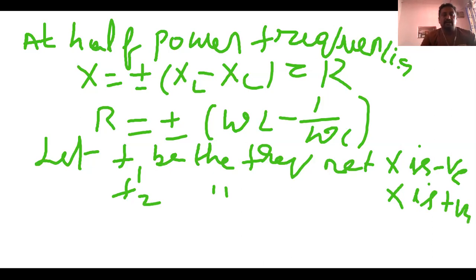So at half power frequencies, net reactance should be equal to R only. From that, we'll get the solution that R is equal to plus or minus omega L minus 1 by omega C.